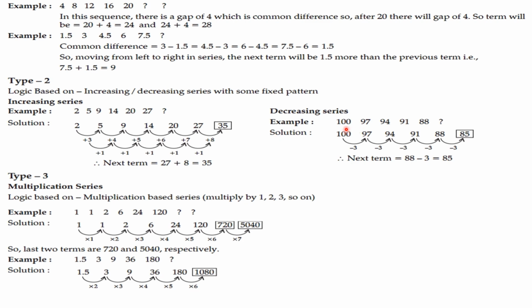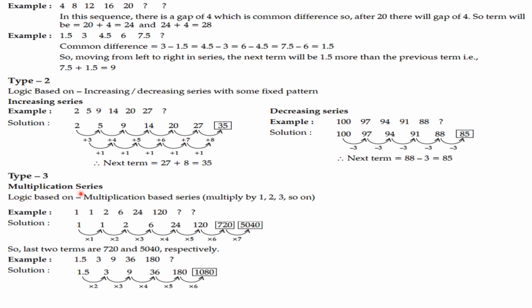Decreasing order: 100, 97, 94, 91, 88. In this series, from 100 to 97 the difference is minus 3, and it keeps going by minus 3. Then 88 minus 3 is equal to 85. That is the next term.